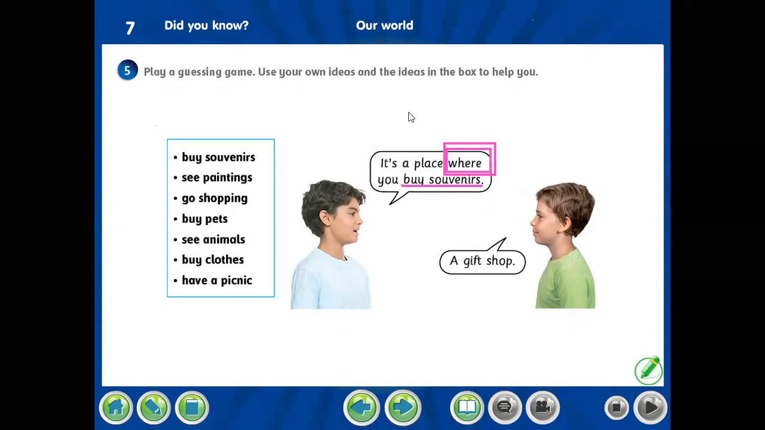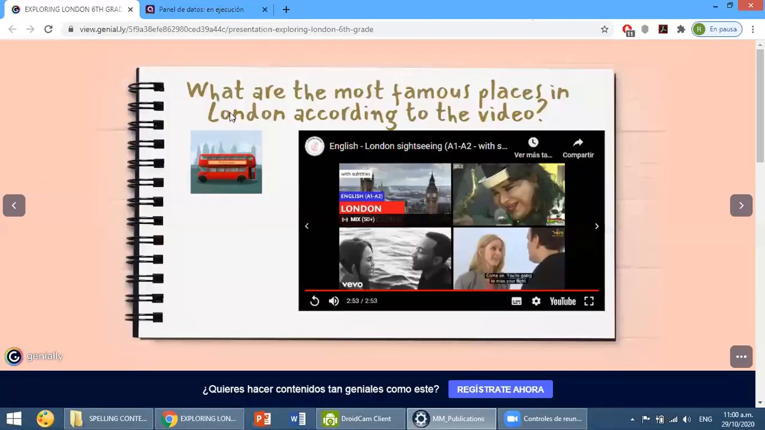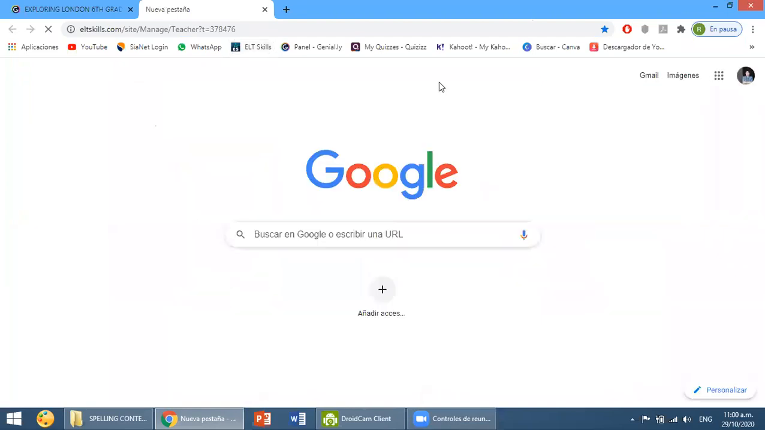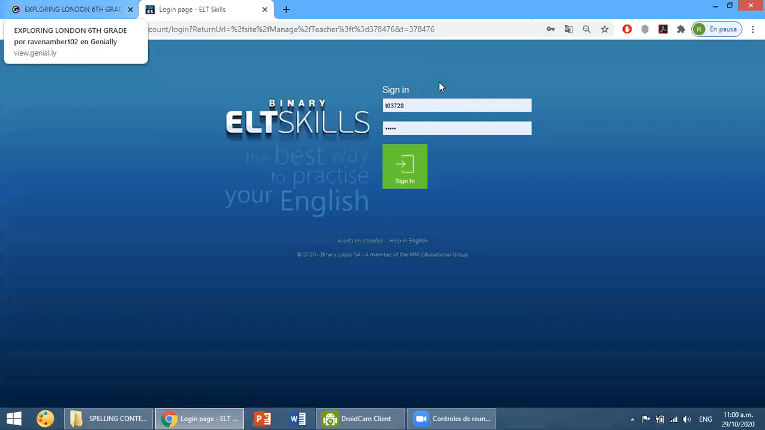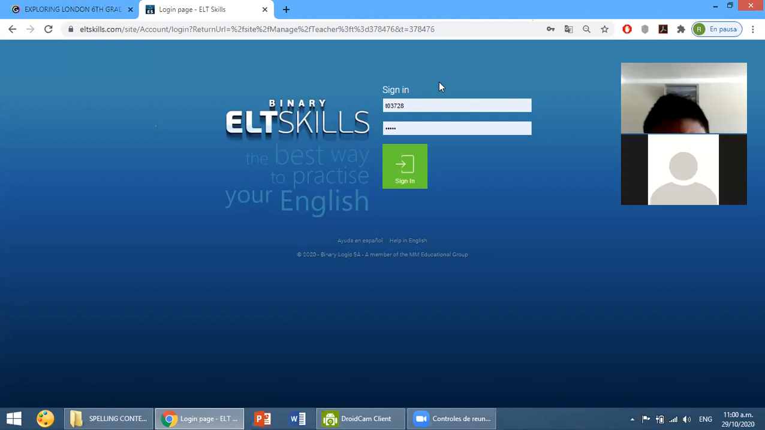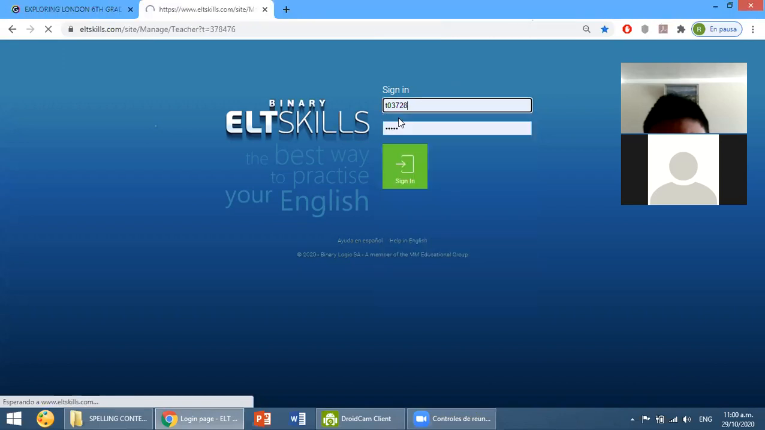Good. Now, please, let's open the ELT book. Okay, we are going to work with the book now, with a platform. At home, please open your ELT skills. Open your ELT skills. Also, you need to open the book, no? The ELT book. This book. Remember, the ELT book. Open, please, your platform.